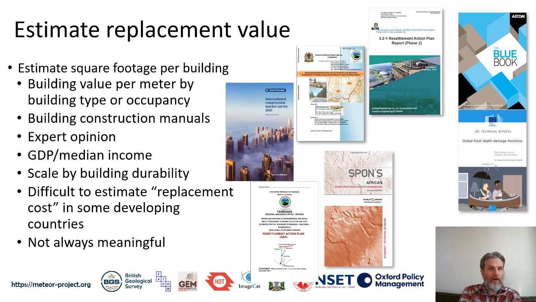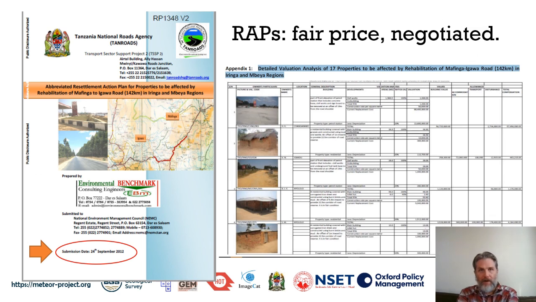And it can be quite difficult to estimate the replacement costs in developing countries. I used the example of a hut, where it may or may not be meaningful. You just have to keep that in mind, and you have to be able to communicate to people in those circumstances. Sometimes the number of buildings will be a more meaningful metric than the replacement value alone that are affected by given ground shaking. Again, I mentioned these resettlement action plans.